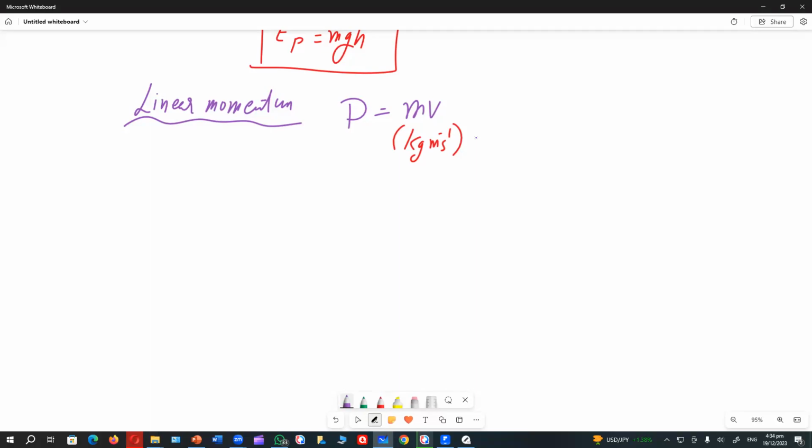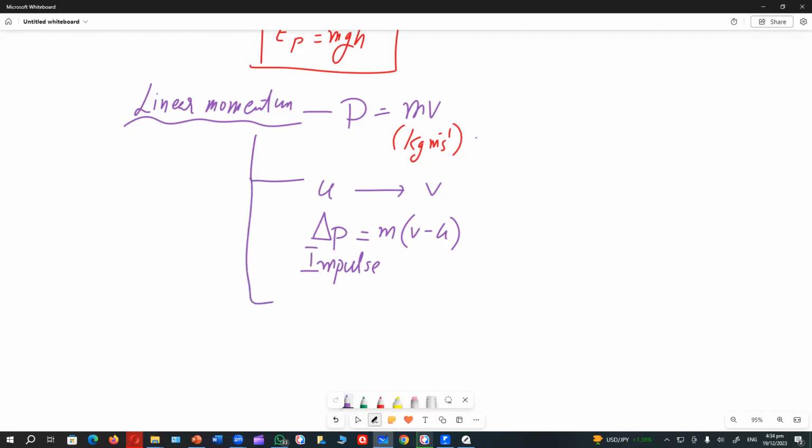When momentum changes, suppose that an object is moving at u and velocity becomes v, then momentum changes and we call it impulse, m into (v minus u). Impulse means change in momentum.